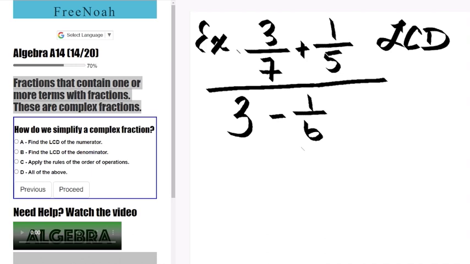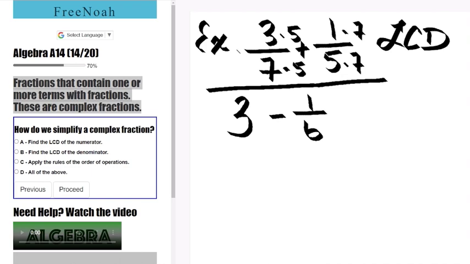So focusing on our numerator here, 3 over 7 plus 1 over 5, we notice that there's a common denominator of 35. So let's multiply 7 by 5 and 3 by 5. For 1 over 5, let's multiply 5 by 7 and 1 by 7.